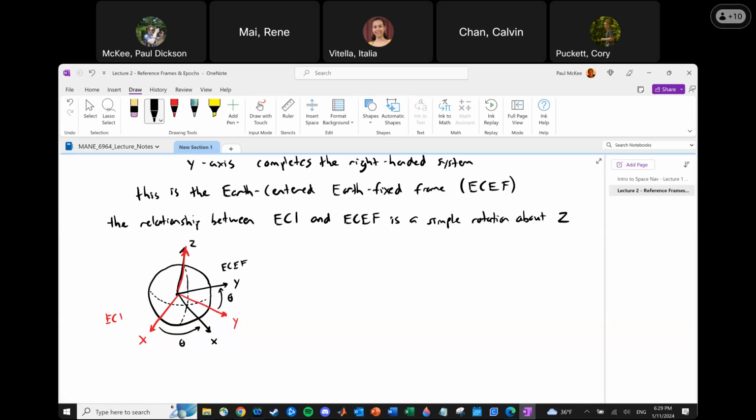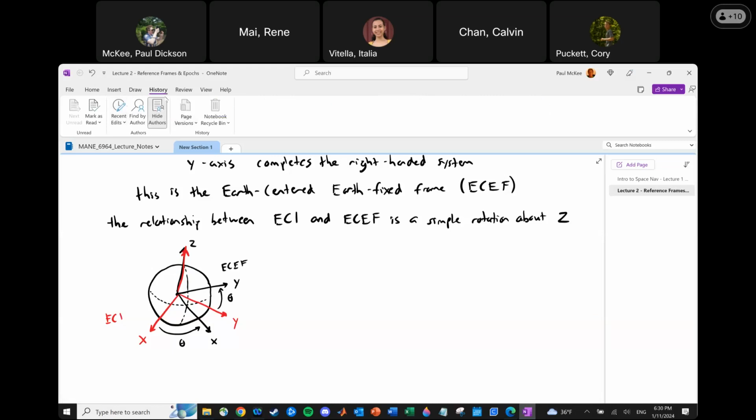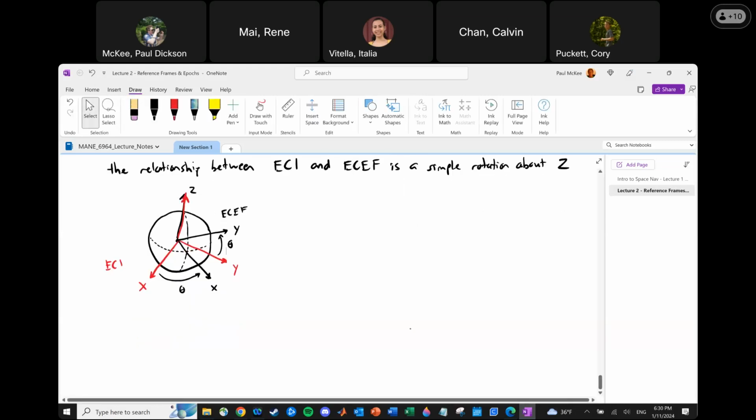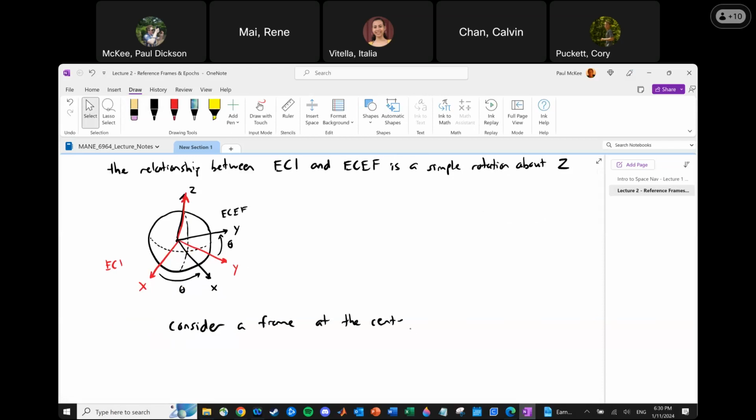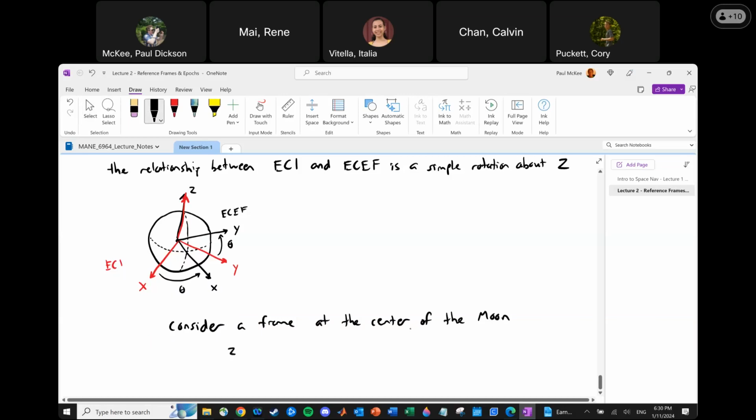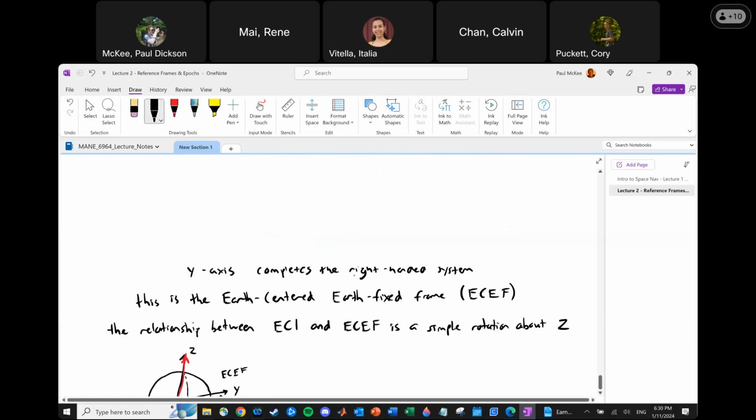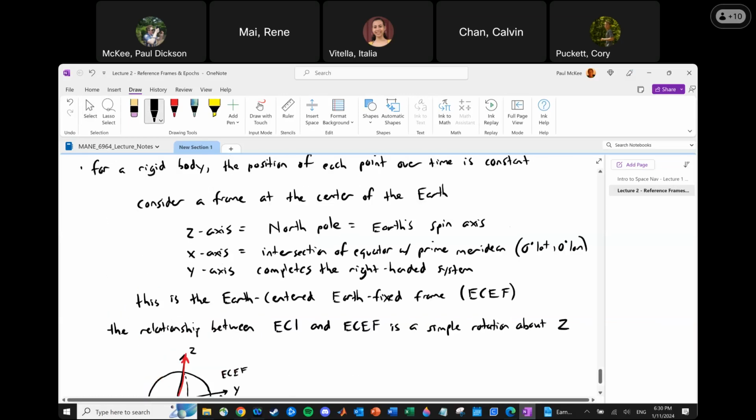Okay, so then that's that. Almost done. One last frame we got to talk about. Consider a frame. You might know where we're going with this already. At the center of the moon. Just shout it out. Anybody want to guess what this frame's called? Moon-centered, moon-fixed frame. Yep, that's exactly it. So the last one was Earth-centered, Earth-fixed. This is going to be moon-centered, moon-fixed.